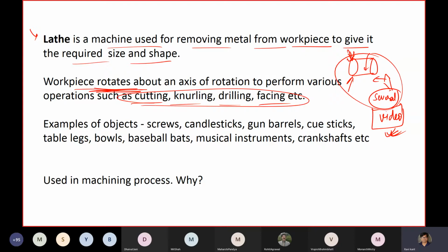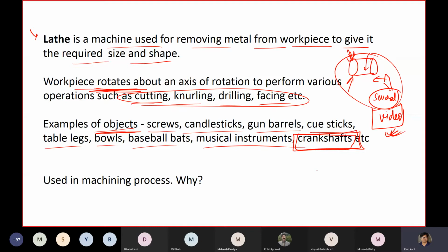But as a bird's eye view, or in a holistic sense, this lathe machine is all about removing the excess metal out of your workpiece to give a desired shape or size, what you need as your final product. Examples of objects that can be made through a lathe machine are screws, candlesticks, gun barrels, cue sticks, table legs, balls, baseball bats, musical instruments, and most important, crankshafts.